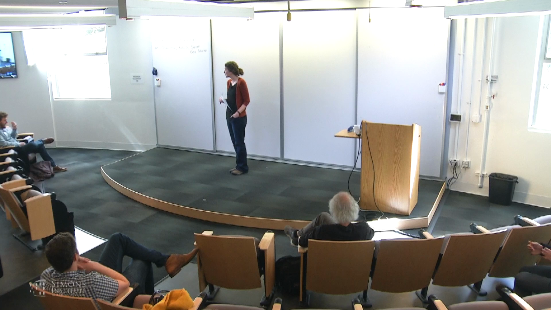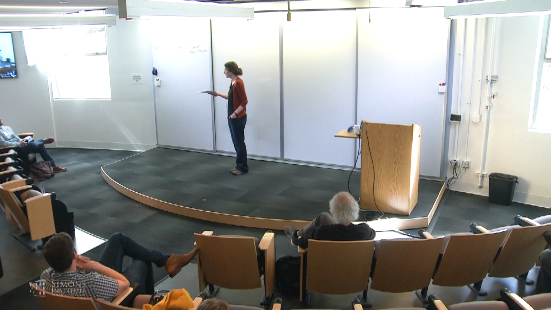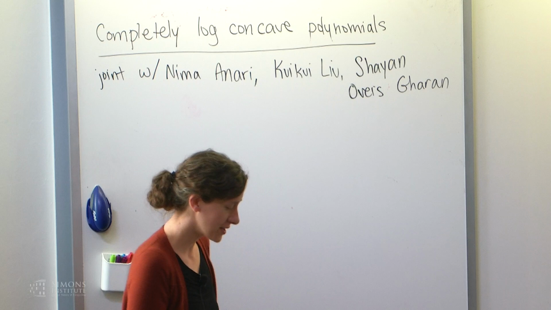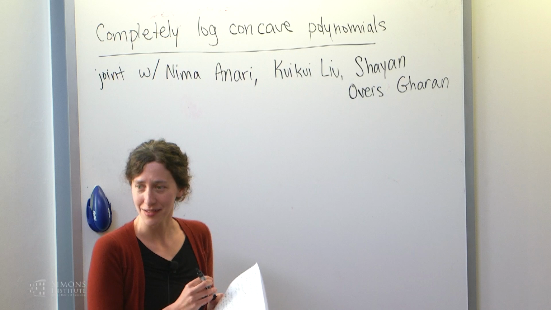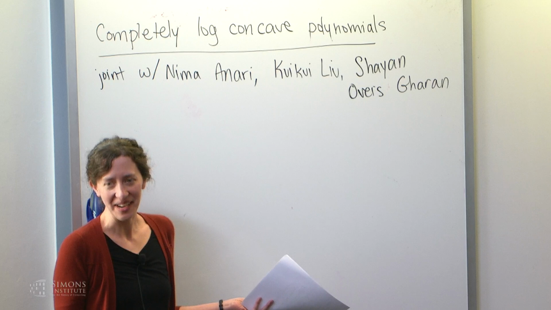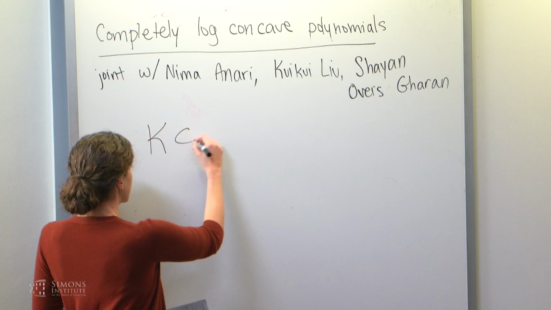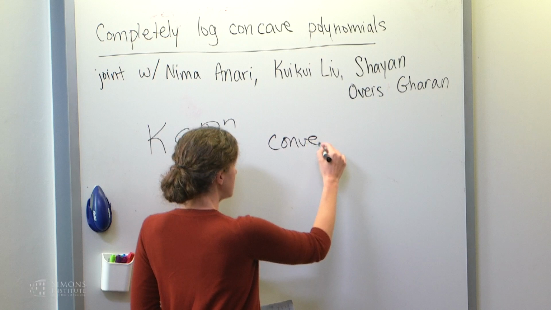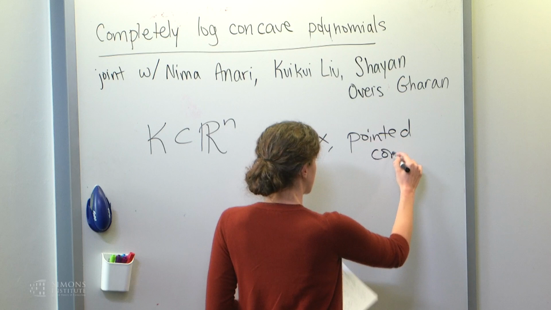This is joint work with Nima and Kwikwi and Cheyenne over there. And in honor of the hyperbolic workshop, we do at least the beginning definitions with respect to a general convex cone, sort of coordinate-free, but the main example of the convex cone will be the non-negative portion. So if you want to, you can just stick with the non-negative portion. So let's take K to be a convex pointed cone. And we'll take a polynomial with real coefficients and n variables.